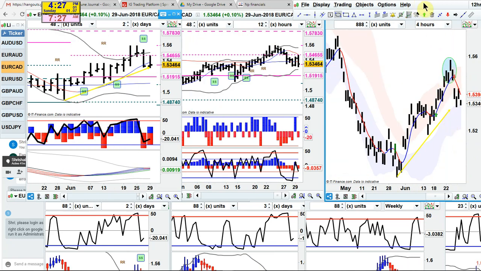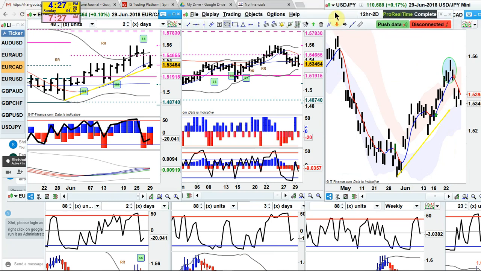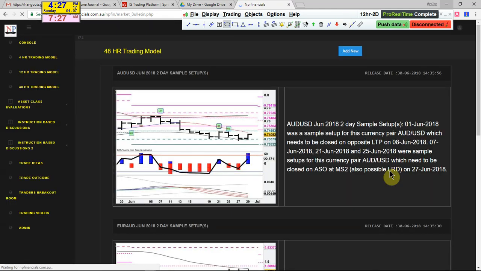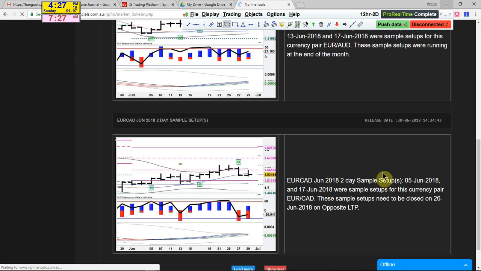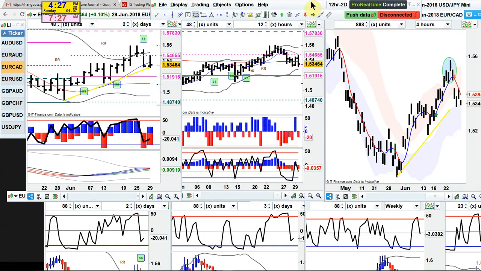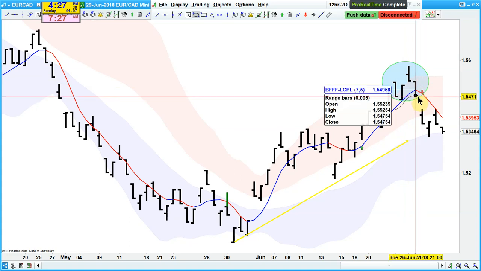No, brilliant question. Lisa is asking about what I've written in the comment section of our NP Financials, in the 48 hour for EuroCAD: the exit for the long trade should be the opposite turning point on the line chart. The sample setup needs to be closed on 26 June on the opposite line chart turning point. Her question is, when we exit on the opposite theoretical turning point on this bar, does it have to follow the same rule as opening, closing below the line and 70% below the line?